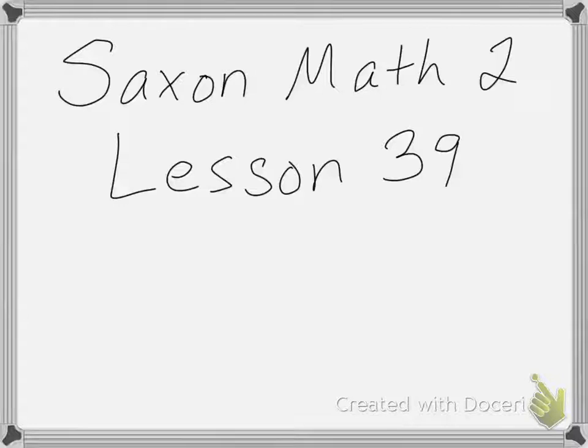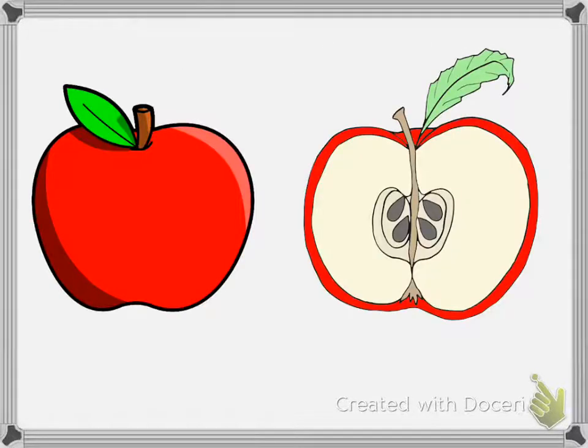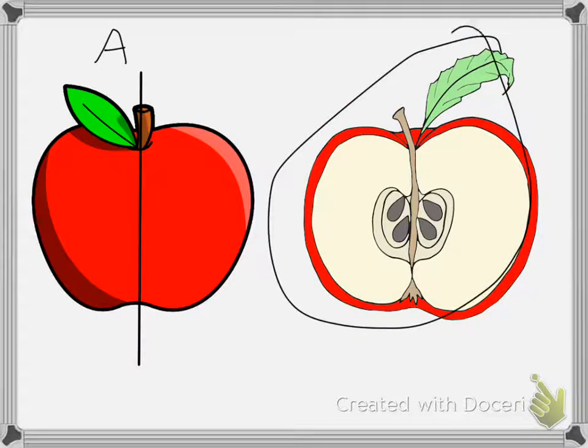Hello everyone, today's lesson is lesson 39, identifying halves, fourths, and eighths of a whole, and creating and reading a bar graph. So here I've got an apple, and I'm going to call this apple A. When I cut an apple, you end up cutting it in half, usually this way, down the middle. When I open it up, I end up having two pieces, and those pieces look like this on the inside.